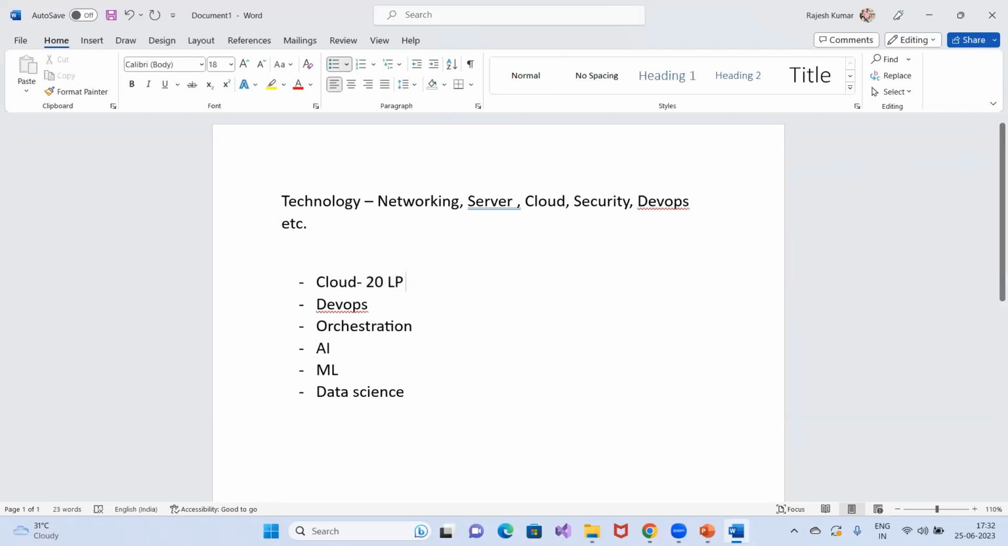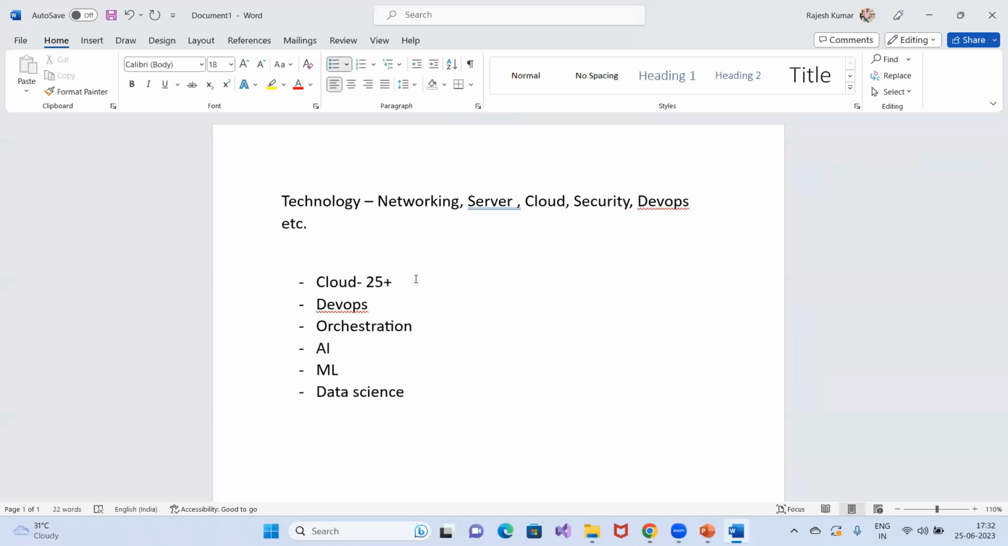For the persons who are working as an architect, a cloud architect or technical solution architect, the package for a junior architect is 25 lakh rupees per annum plus. And a senior architect is paid around 55 lakh rupees, 60 lakh rupees per annum.